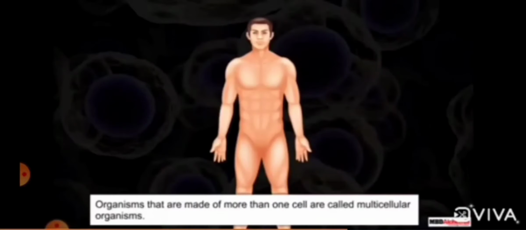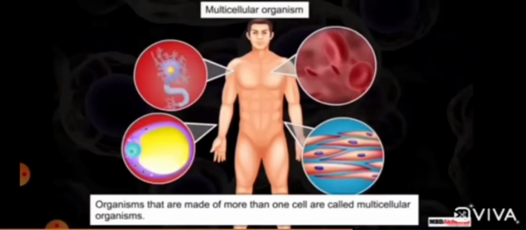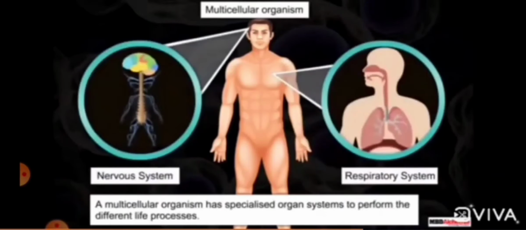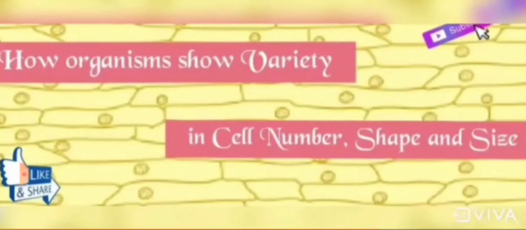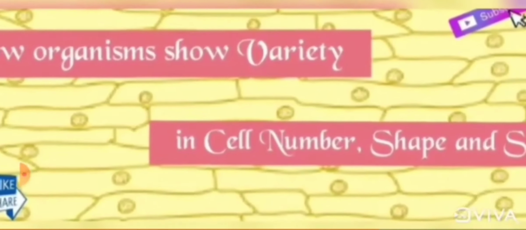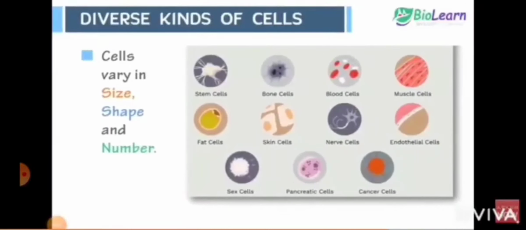On the other hand, the organisms which are made up of more than one cell are called multicellular organisms. They have specialized organs and systems to perform different life processes. Examples of multicellular organisms are dog and cat, etc. We already know that a large variety of living organisms are made up of cells which may vary in cell number, shape and size.